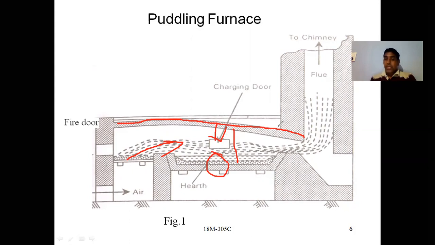So because of this nature, it is known as a puddling reverberatory furnace. The puddling furnace is also known as a reverberatory furnace because of this nature. So why is it called a reverberatory furnace?